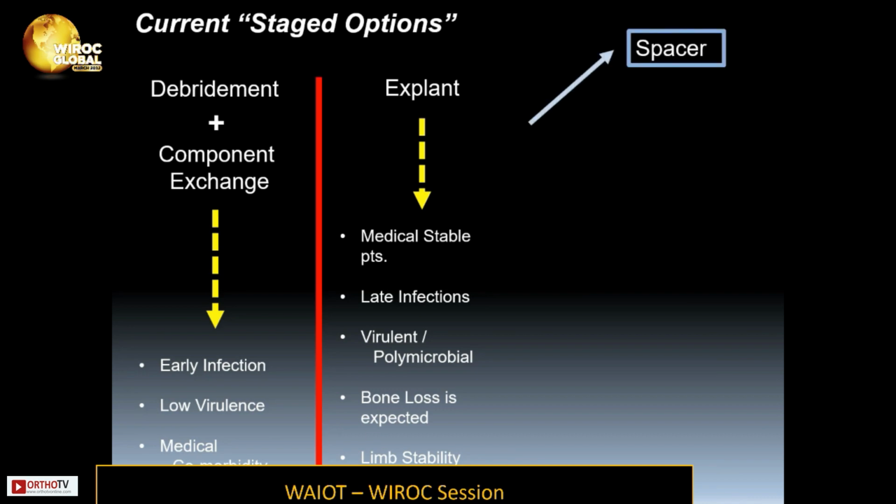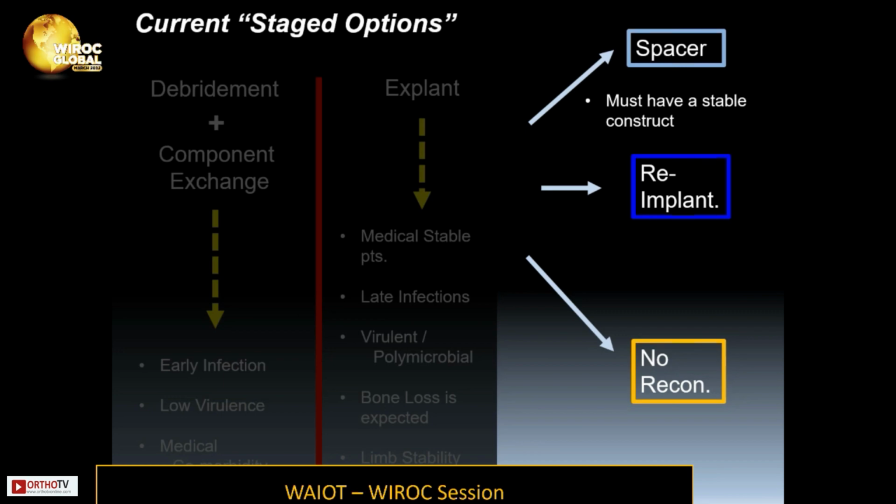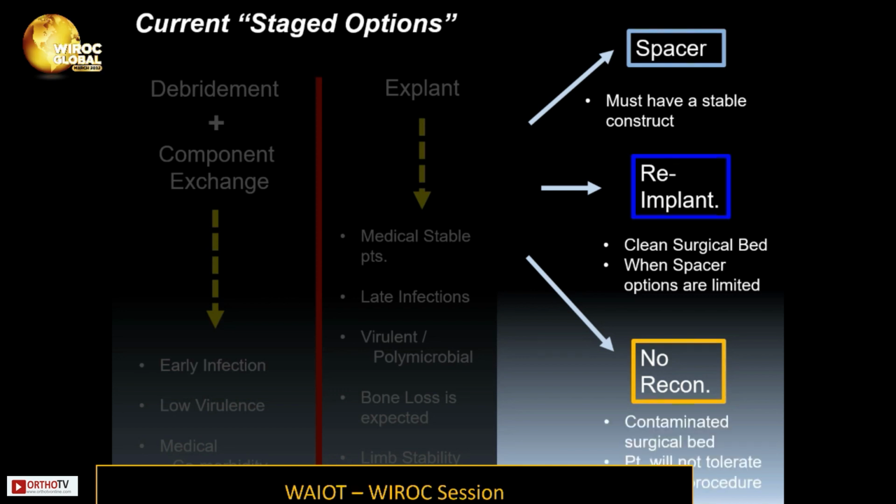Following the explant, a spacer can be performed, a reimplantation can be performed, or you can opt for no reconstruction. In cases where a spacer is decided, it must have a stable construct. Patients having reimplantation must have a clean surgical bed, and oftentimes reimplantation is the only option when spacer options are limited. No reconstruction is performed in grossly contaminated surgical beds or in patients that will not tolerate another procedure.